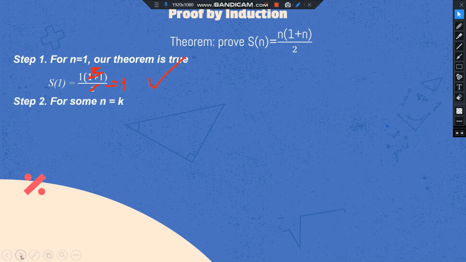Step 2, we assume that n equals k, and k, as we said earlier, is equal to or greater than 1. So the sum of a sequence all until k should be equal to k times 1 plus k over 2. Step 3, this is where most of the calculations happen, and this is where the theorem is proved.